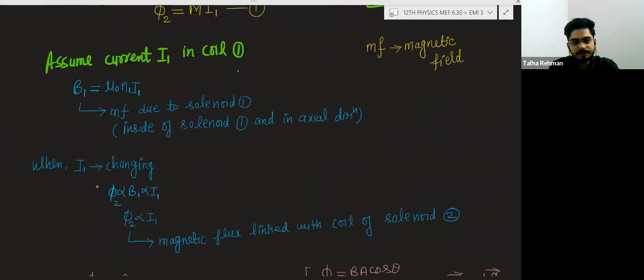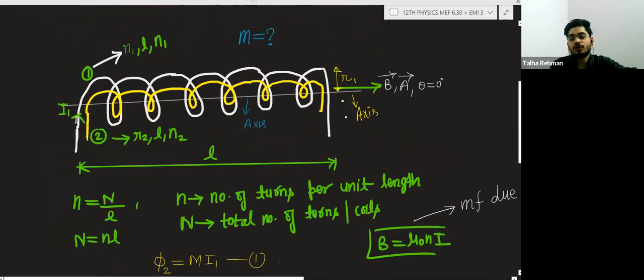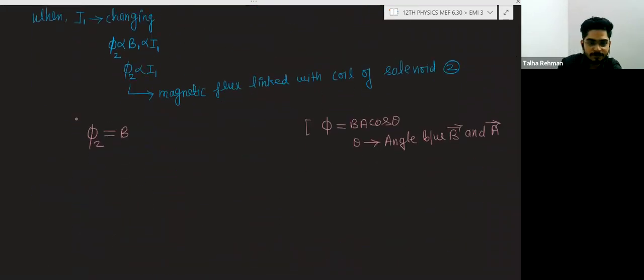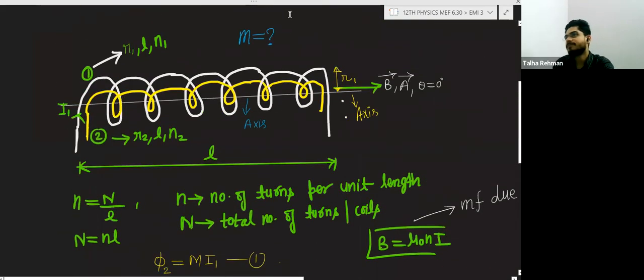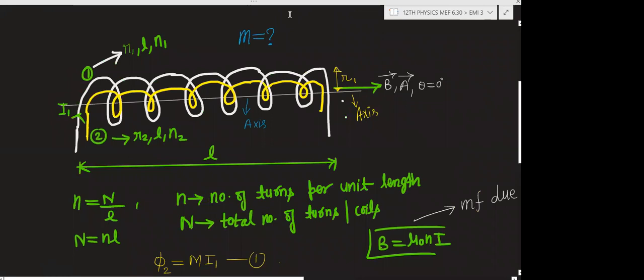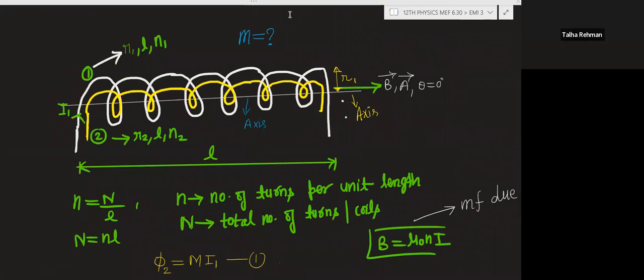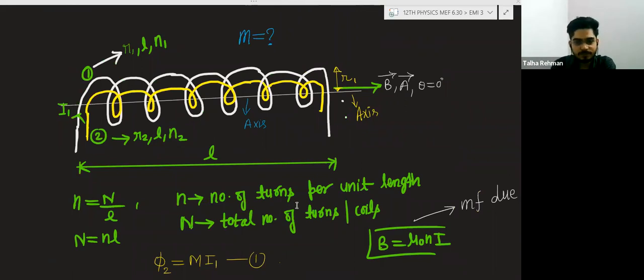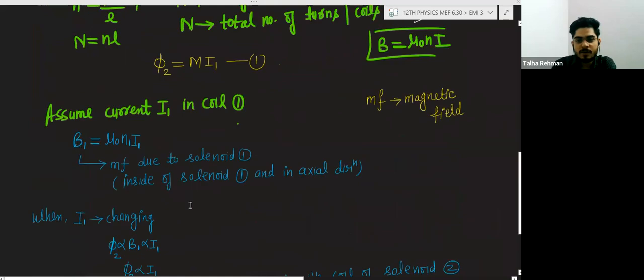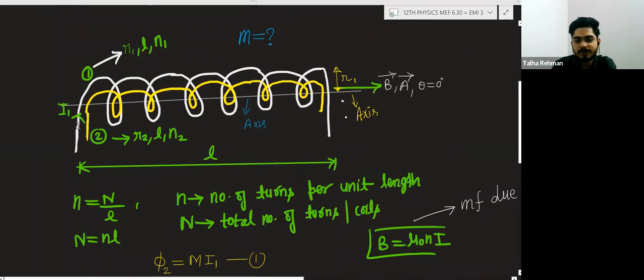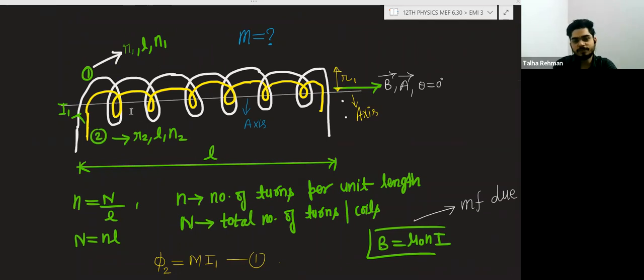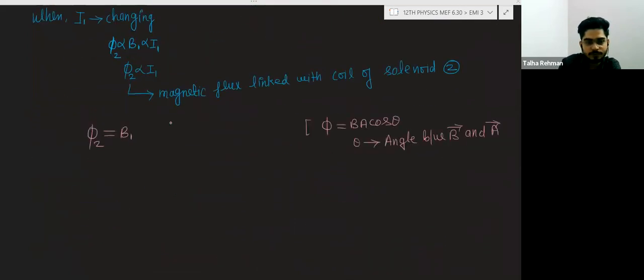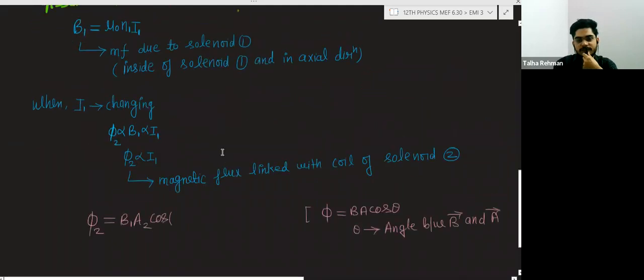What is the magnetic field here? The magnetic field is produced by this solenoid 1. So we will take magnetic field B1. We will take the magnetic field produced by this coil 1, and we are calculating the magnetic flux for this yellow color coil, so we will take the area of this yellow color coil, meaning you will write A2. And cos, what will be the value of theta?